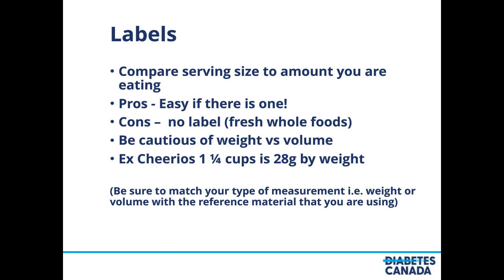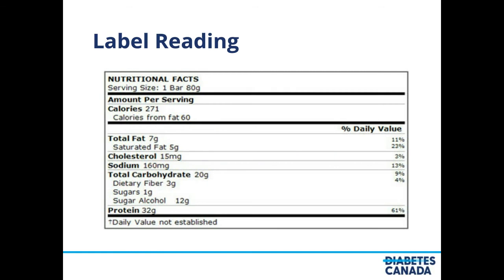Okay, so let's do some label reading. I've got a label up here. Step one would be looking at the serving size, which is one bar. If you opened up this package, and I know some granola bars have two bars in one package, so that would just be a caution. But if you open up the package, it's one bar, it weighs 80 grams, the outside package said 80 grams, you eat the whole thing, then this is what you'd be getting.